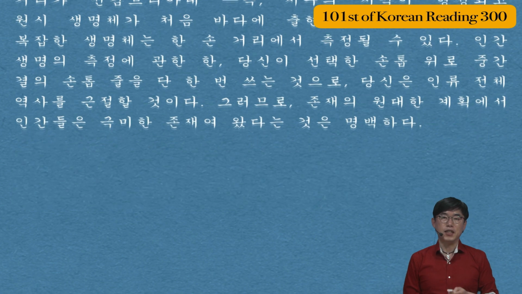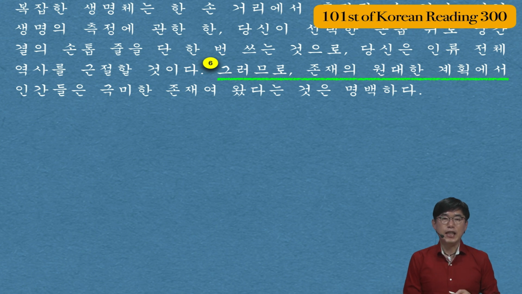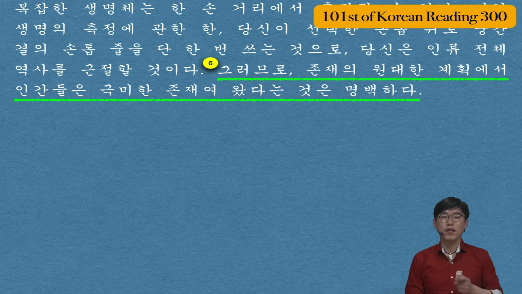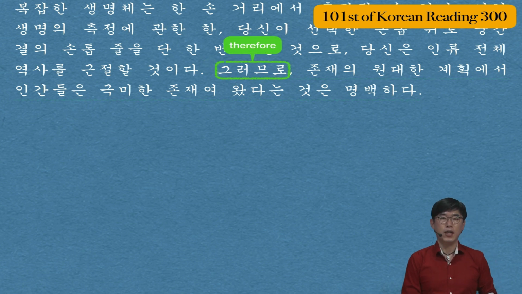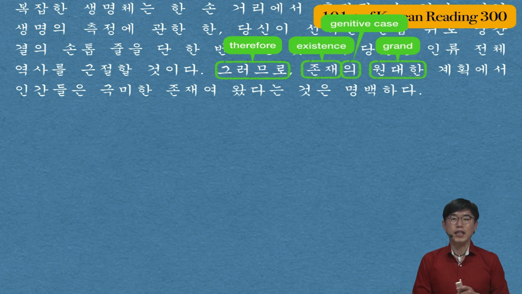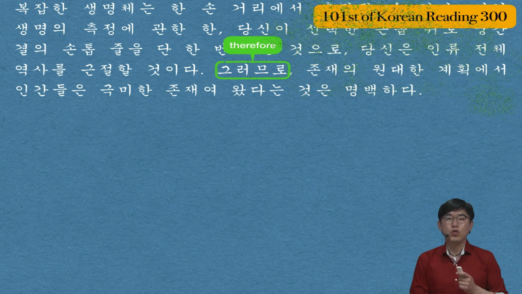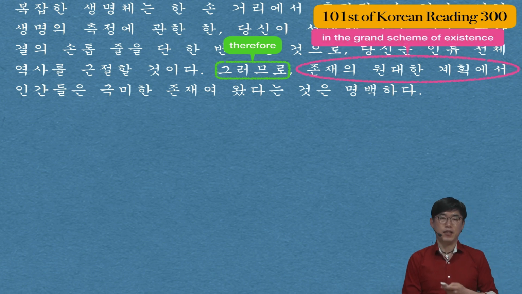The sixth sentence is 그러므로 존재의 원대한 계획에서 인간들은 극미한 존재여 왔다는 것은 명백하다. Therefore, in the grand scheme of existence, it's evident that humans have been a minute existence. 그러므로 is therefore, and 존재 is existence, and 원대한 is grand, and 계획 is a plan or scheme, and 에서 is in. So 존재의 원대한 계획에서 is in the grand scheme of existence.